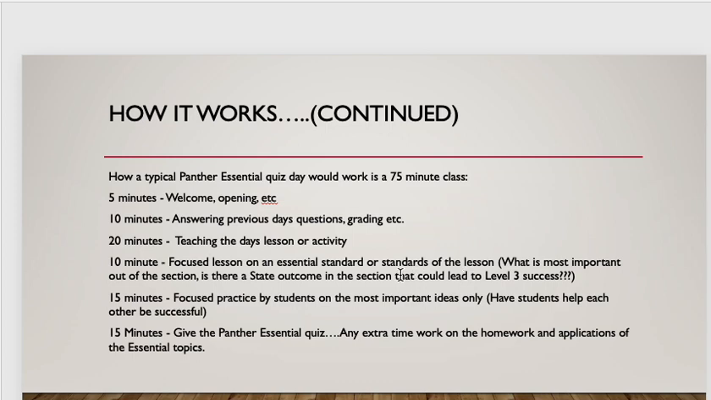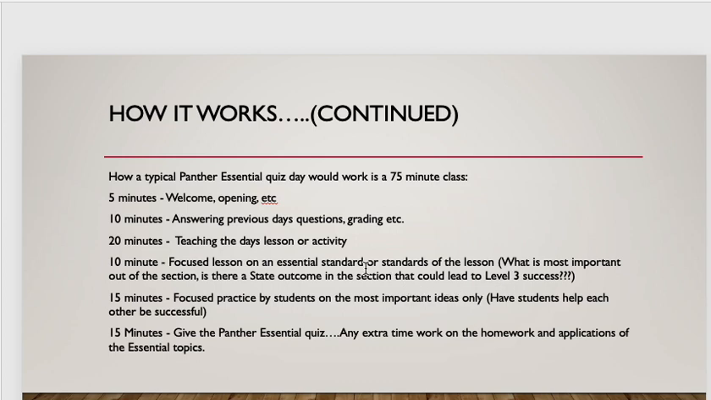This is what we are going to be giving our Panther Essential Quiz on. We want this to be the most essential thing we can get out of the daily lesson. And like I said, I have an example on the next slide to show you what's happening. But what we would need to identify is what is most important out of this section. Are there state outcomes in the section? Is it something they would need in a future math class? Is it something on the ACT? Is it something that can lead to level 3 success?